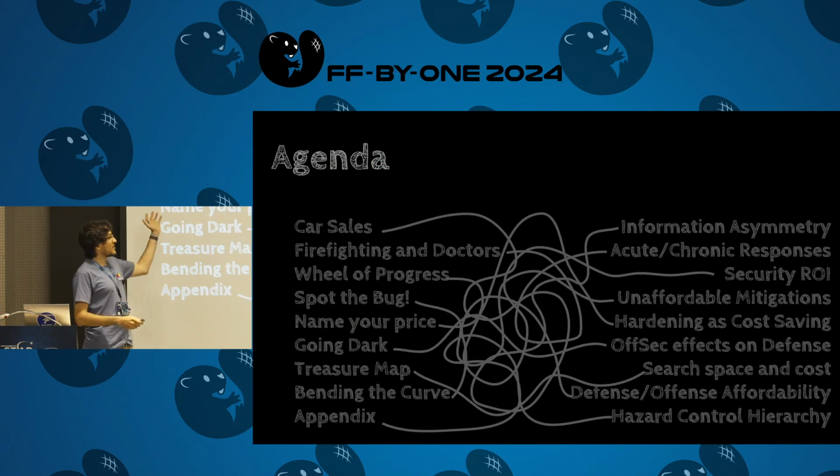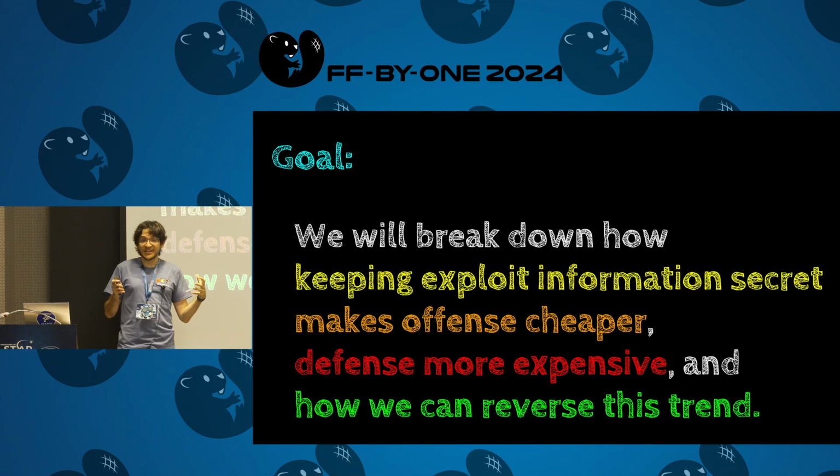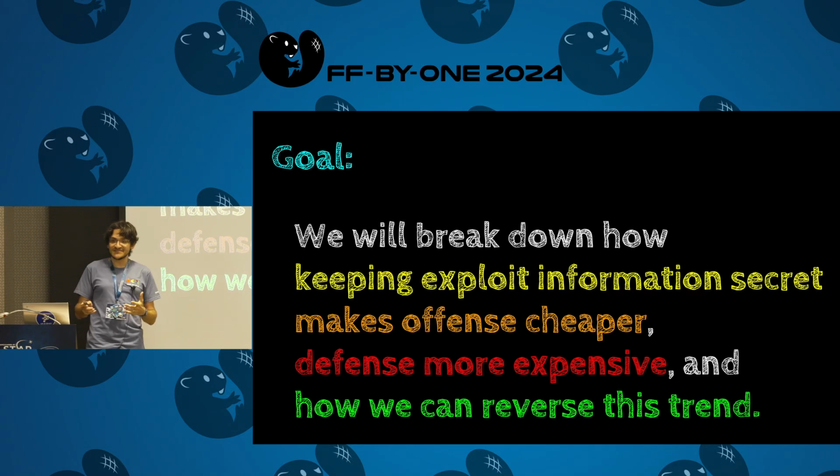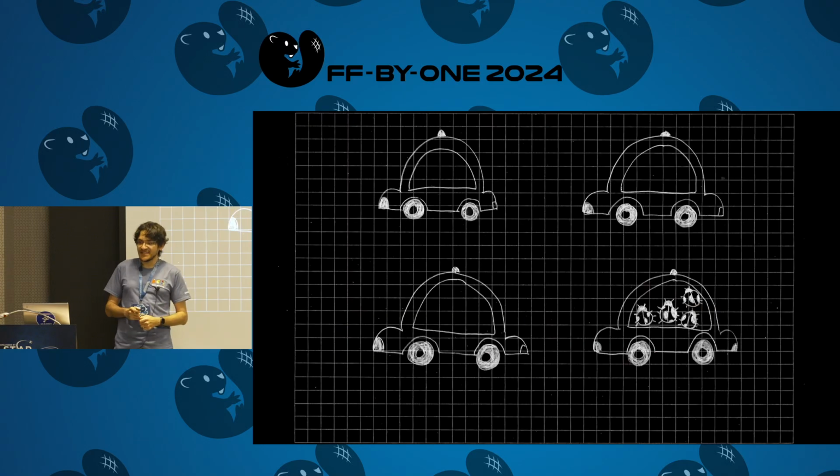So yeah, I was trying to make an agenda, but it was very complicated. So I decided to summarize it as simply a goal: trying to break down how keeping exploit information secret makes offense cheaper and defense more expensive, and how we, as part of developing more secure products, are trying to reverse this trend. This is one of the reasons why we're here today, and why we like to engage with the security community, offensive and defensive.